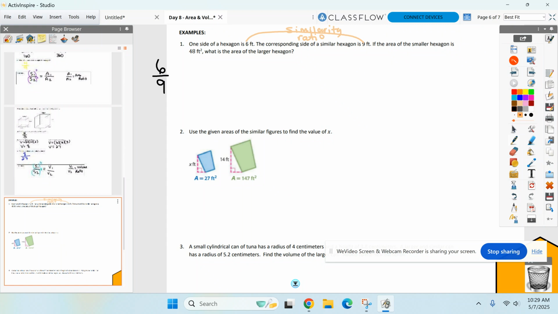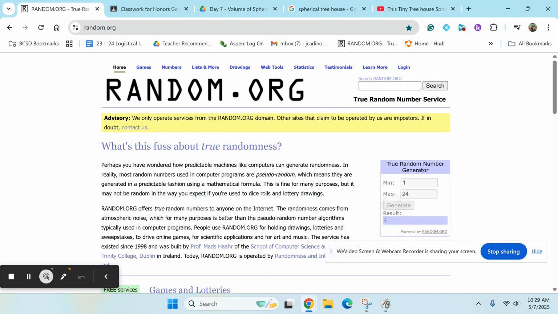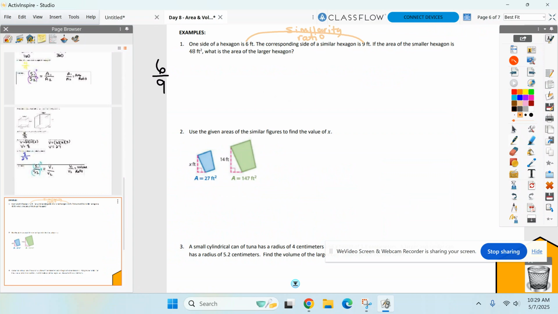Can you figure out what the area ratio will be? What do I need to do to the 6 and the 9 to find the area ratio? There's the similarity ratio. Aditya, what do I need to do to the similarity to get to the area? Square it. Everyone right? So instead of using 6 over 9, I'm going to use 36 over 81. I know these hexagons are in a ratio of 36 over 81.